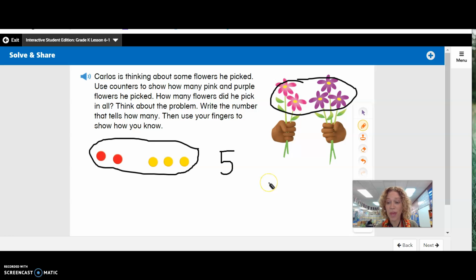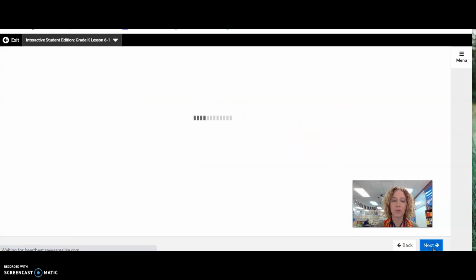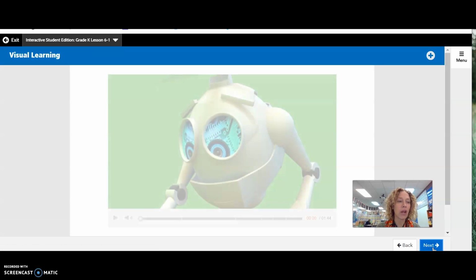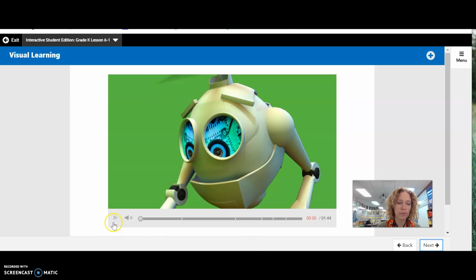So if I wanted to show that with my fingers, if you see me in that little window, I have 2 that were pink and 3 that were purple. And when we count all those fingers, 1, 2, 3, 4, 5. That shows 5 also. So you can show 5 in many different ways. I showed it with counters, the number, and I also showed it with my fingers. Let's continue. Listen very carefully to your video.